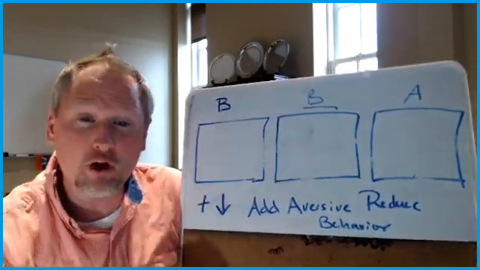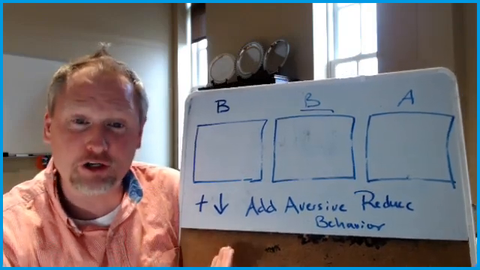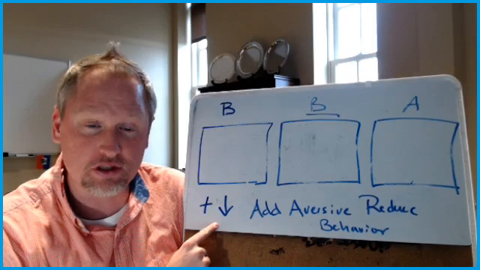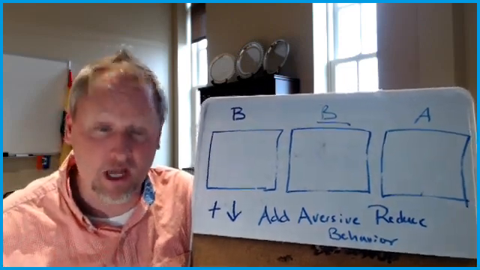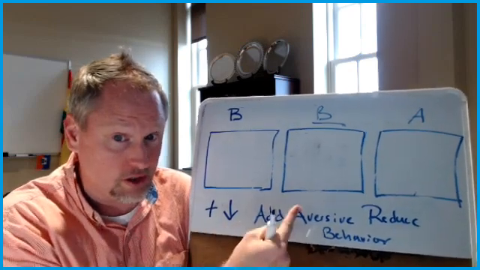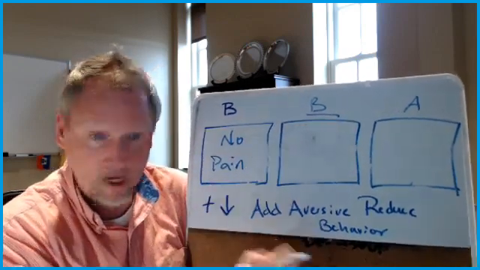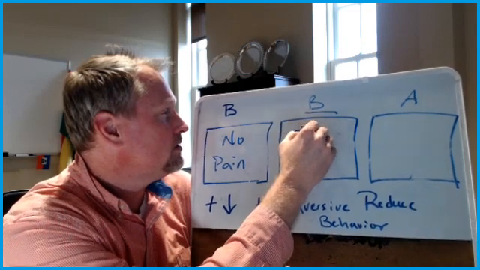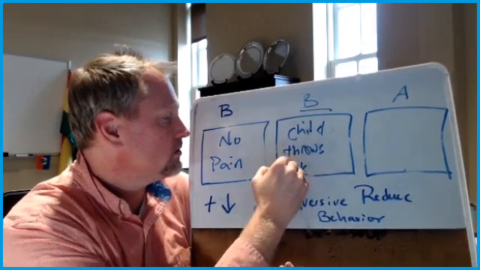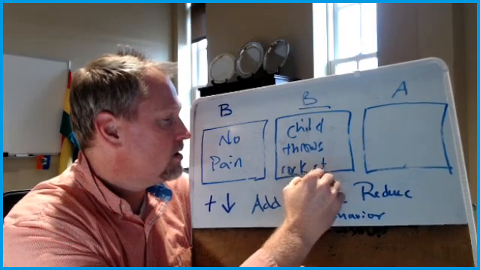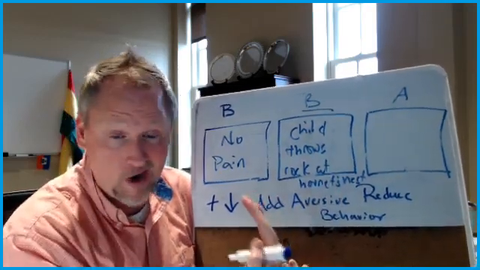When we are looking at something like positive punishment, we are adding an aversive stimulus in order to reduce the behavior. Whenever we see a behavior reducing, one thing we can think of is that the behavior is being punished. So let's give an example of this, keeping in mind our three-term contingency. We have no pain. The child throws a rock at a hornet's nest, releasing the hornets. The hornets come right at the child, and we've got pain.